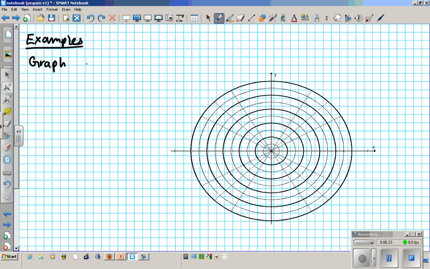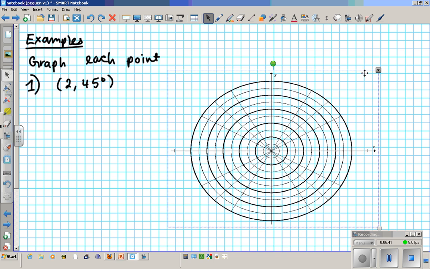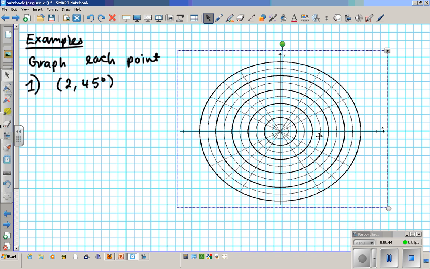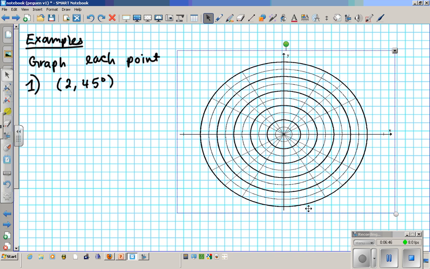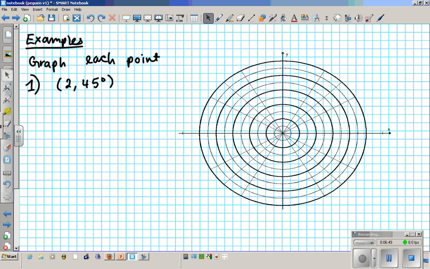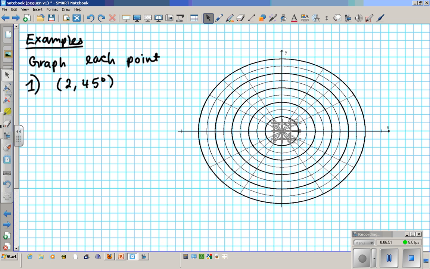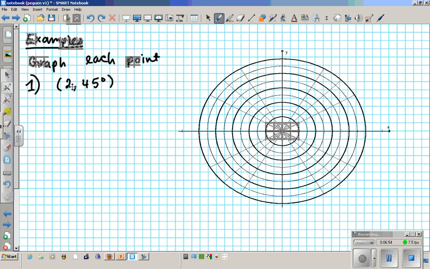Okay? Graph each point. So the first one we're going to graph is the point (2, 45°). You should have your coordinate grid with you on the worksheet, on the grid I handed out, so that you can graph on it. So let's go ahead and use it to graph it. We're going to graph the radius and then the angle. Don't forget, the first one is always r, and this is theta.